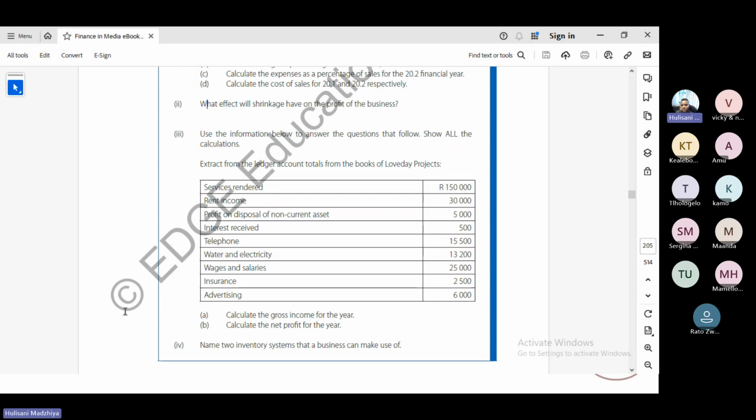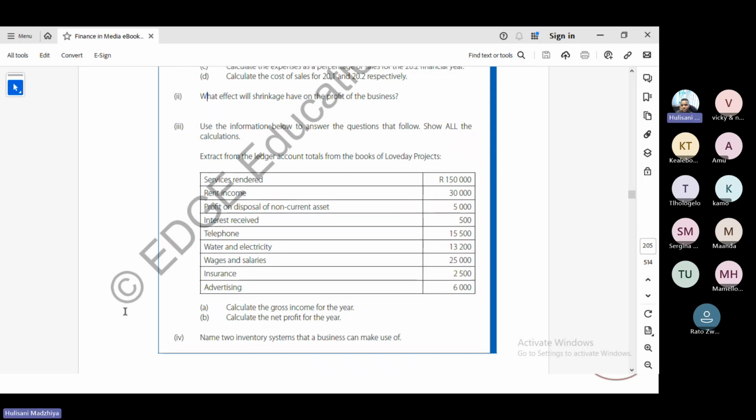So in terms of gross income that you earned, you have your services rendered, rent income, profit on disposal, and interest. So gross profit, I'm talking about gross profit, not gross income. In terms of gross income, just add all the income that you have earned. This will give you your gross income. Net profit, subtract all your expenses, then it will give you your net profit. But gross profit, you can't calculate it without the cost of services rendered.